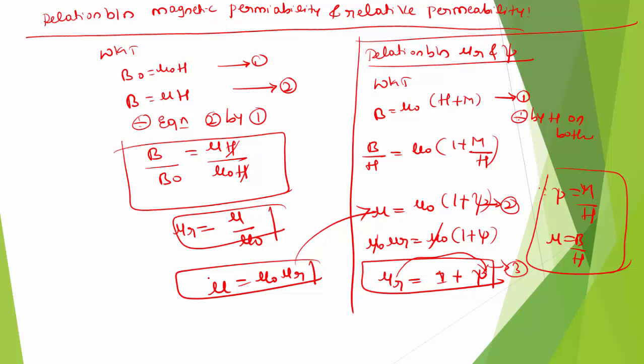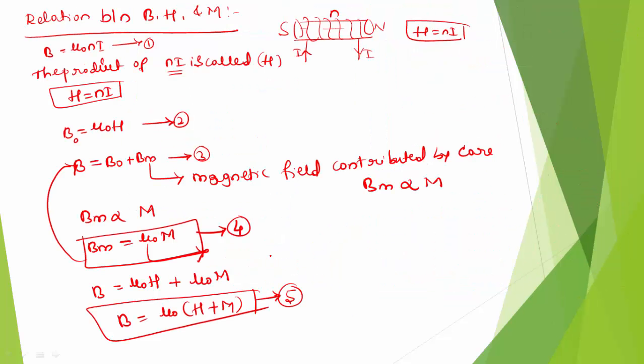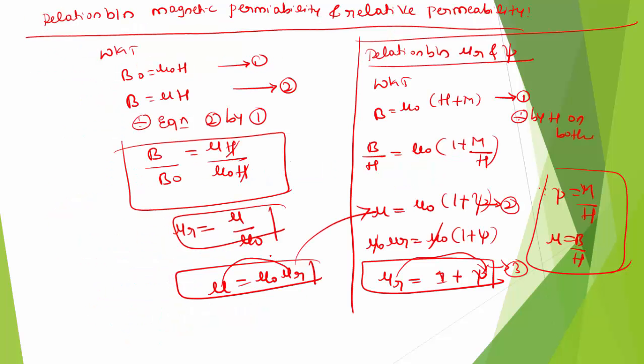And this is the relation between magnetic permeability and the relative permeability. And this is the relation between B, H and M: magnetic induction, magnetic intensity and magnetization. These are the relations between the terms connected with magnetism and the definitions of magnetism. Here, this is the new concept to you people.